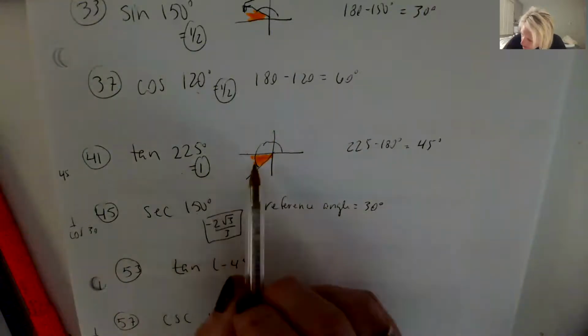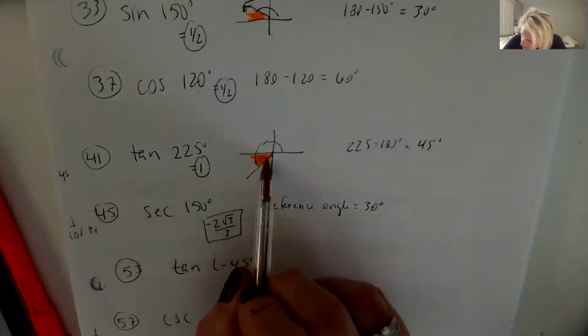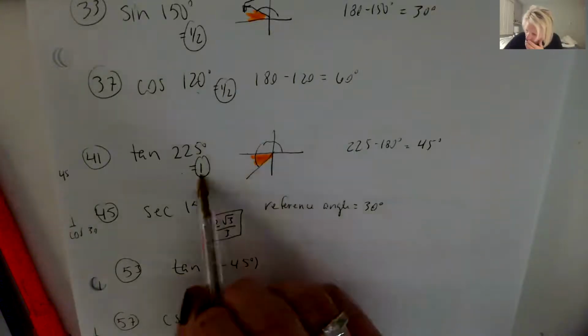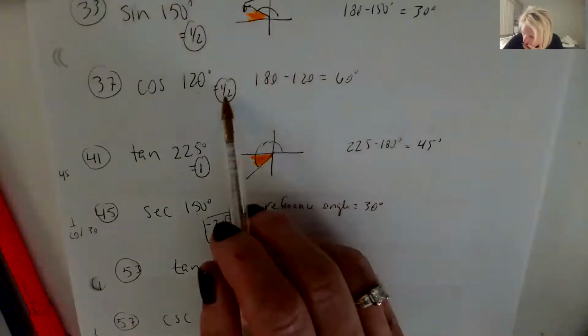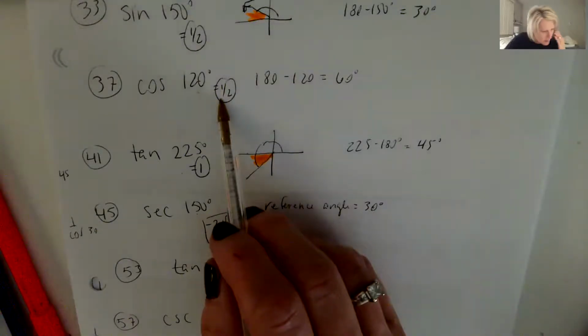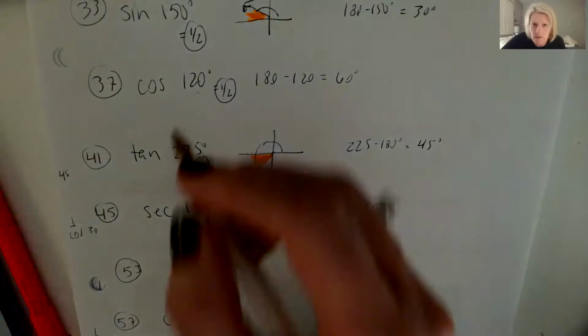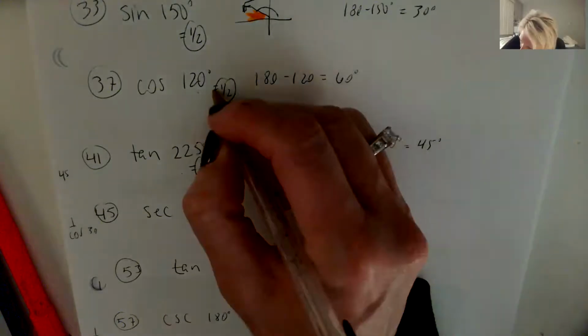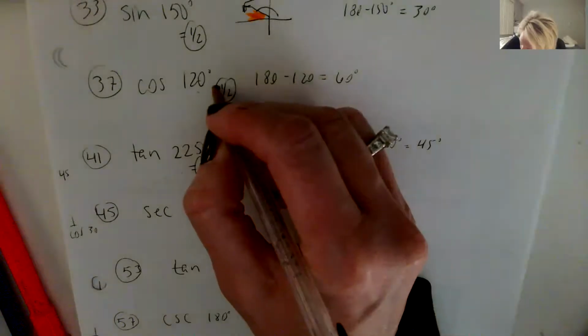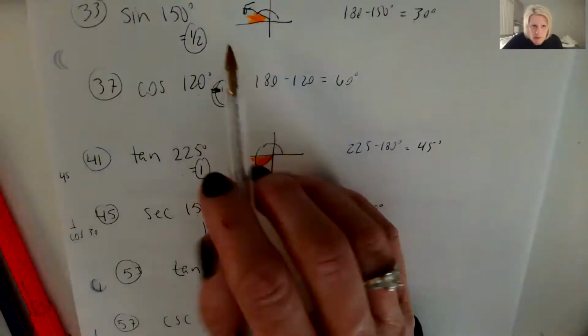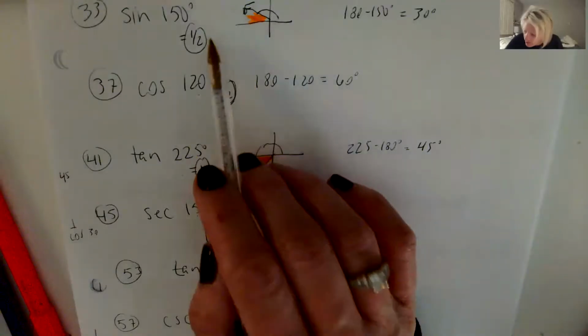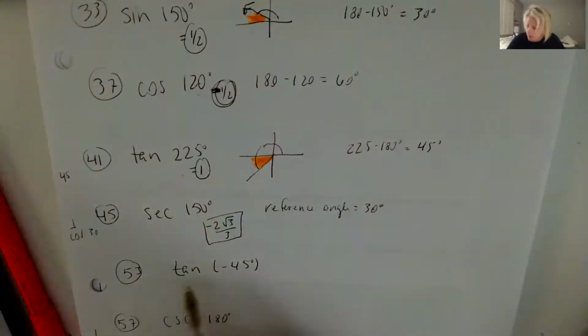So my tangent in number 41 should have been a positive 1 because they're both negative there. And for this one, cosine 37 should have been a negative 1/2, I believe. Yes, when I look at it. Make sure that you're taking note of where sine is positive in the second quadrant, so that's okay. So I need to keep paying attention to that a little bit more.